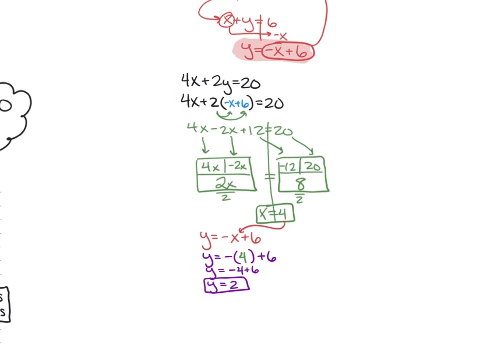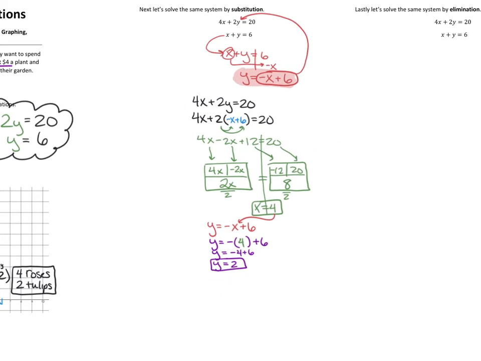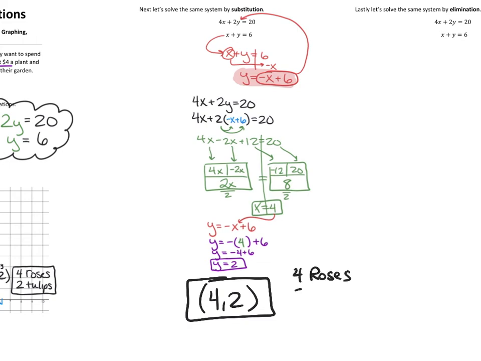Therefore, we know that our solution to this system is the coordinate pair 4, 2, which is exactly what we got when we graphed this system earlier. We know that Sumaya and Travis should buy 4 rose plants and 2 tulip plants. That's exactly what we found when we graphed it, which means we can choose our own method that we want to use. Both of them work.